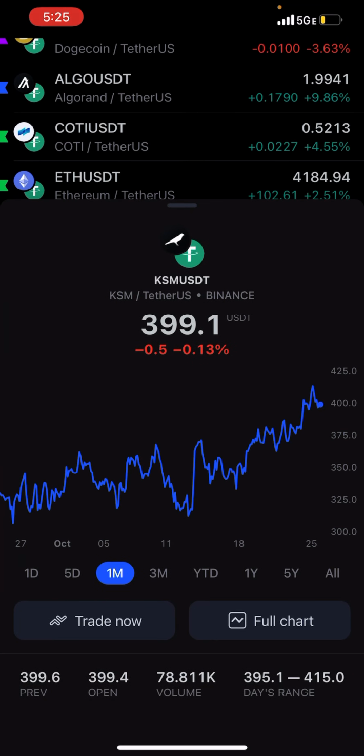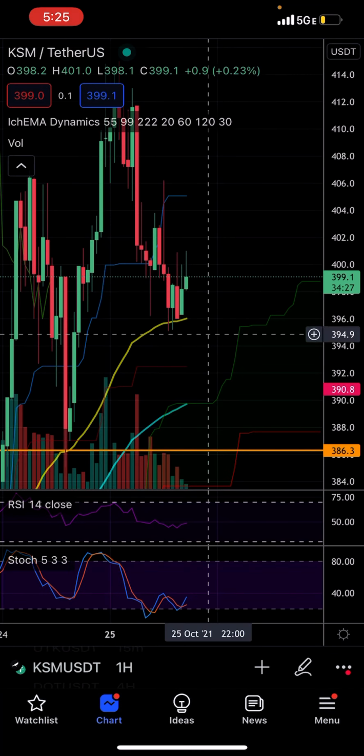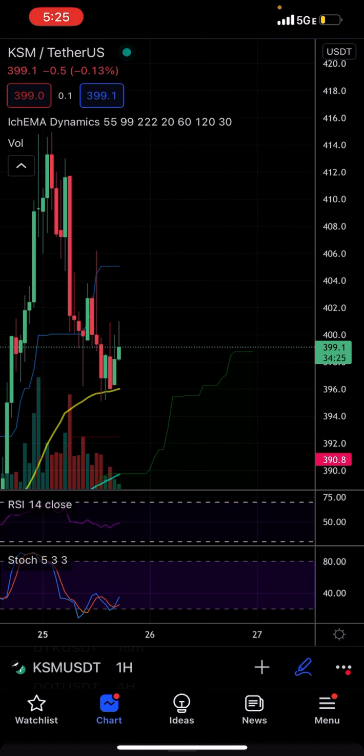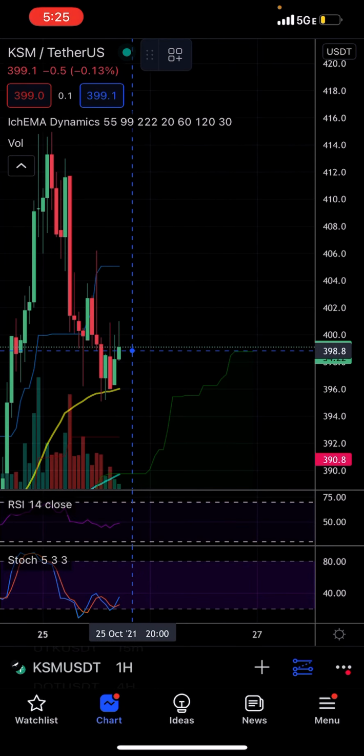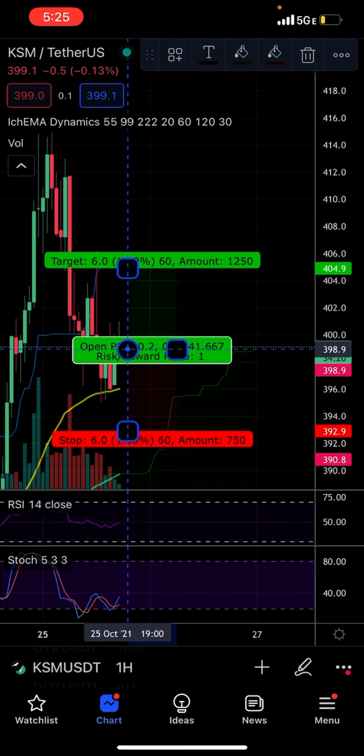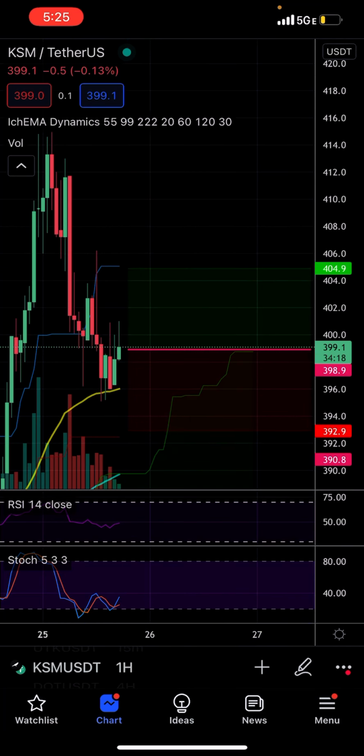How about KSM? KSM starting to turn up, bouncing right on the 55. I think I'm going to make a play on KSM actually, because she's bouncing right on the 55 EMA, which is one of my key supports. That's my Ichimoku dynamic support.